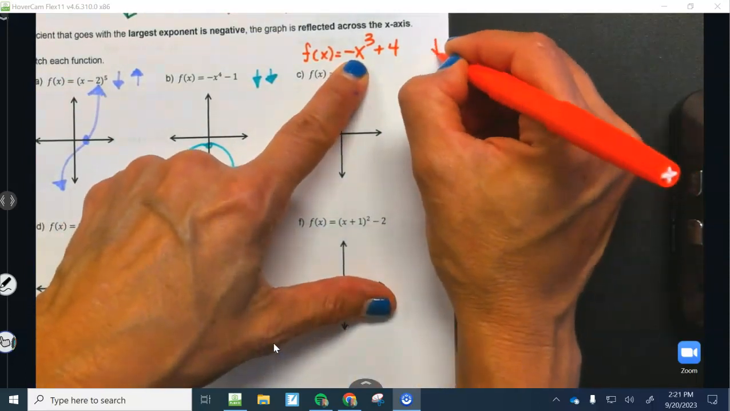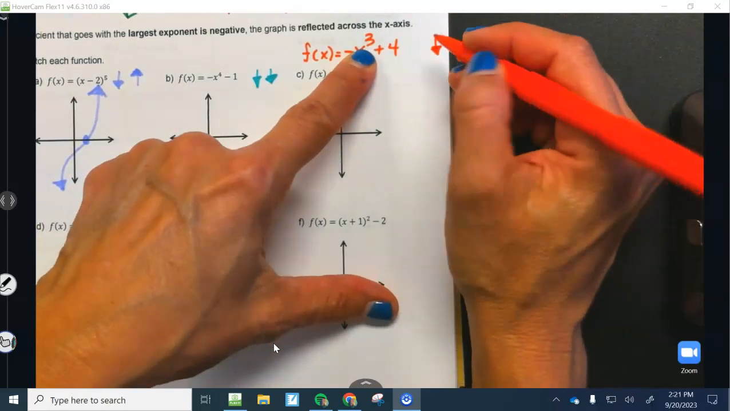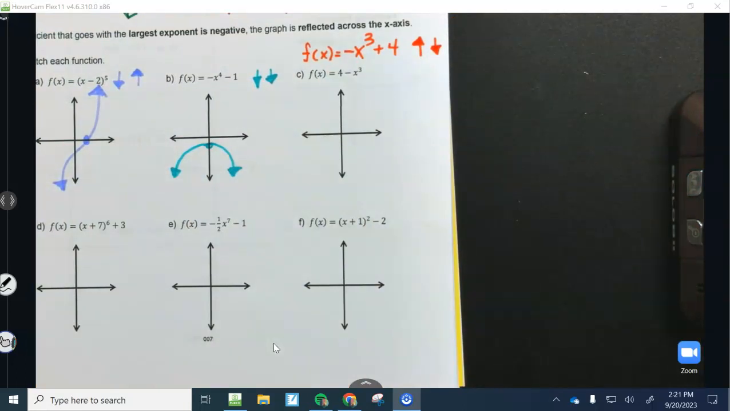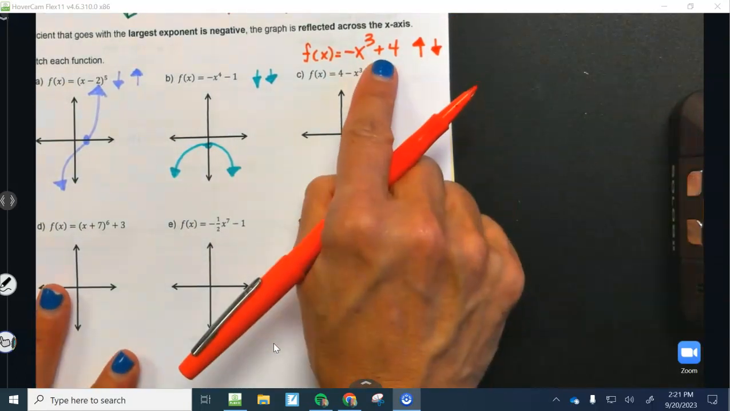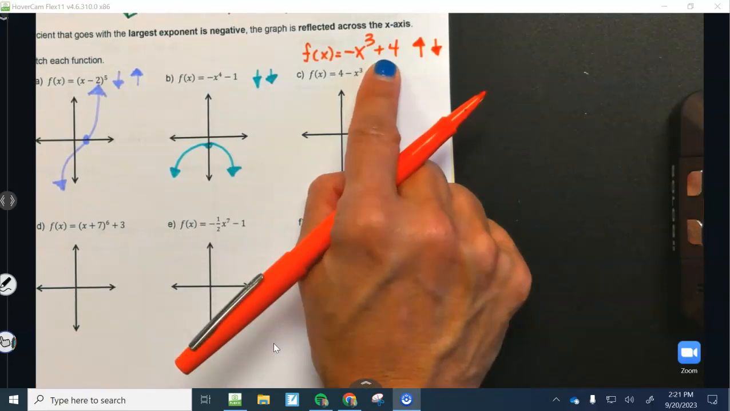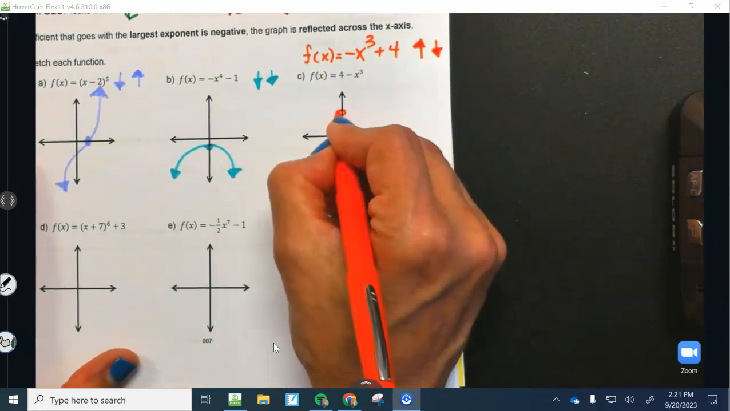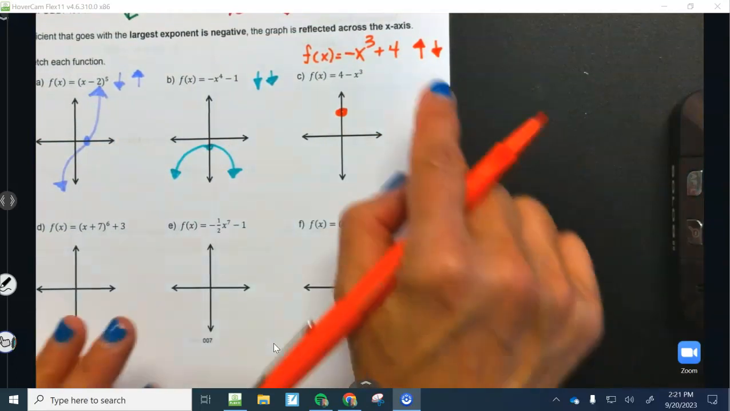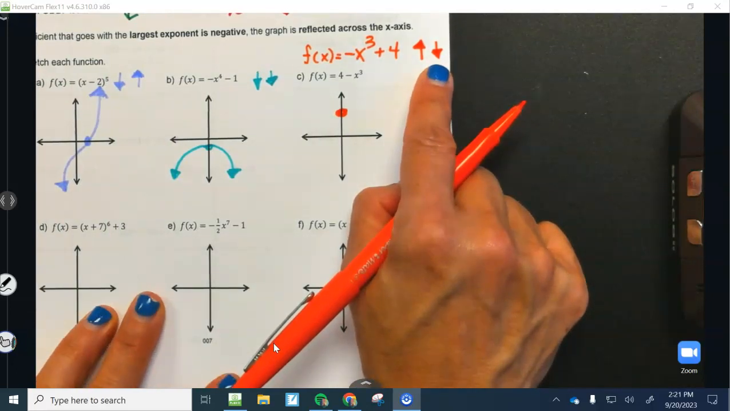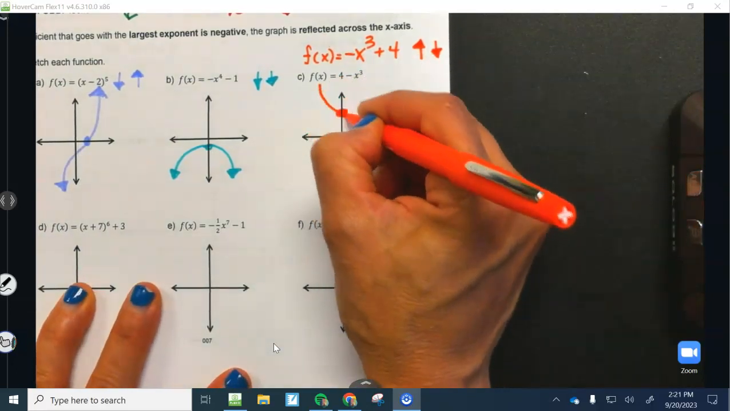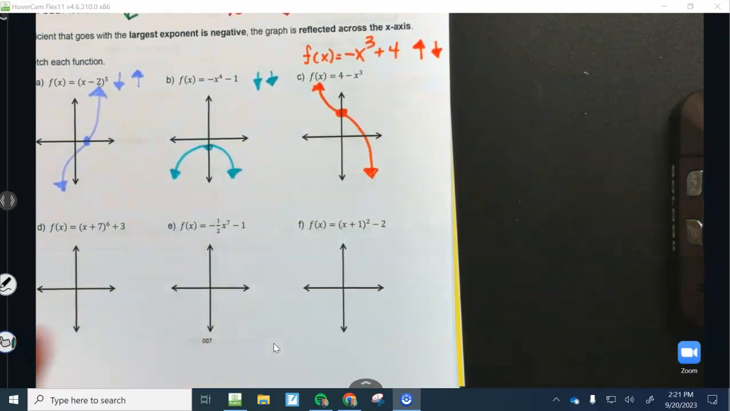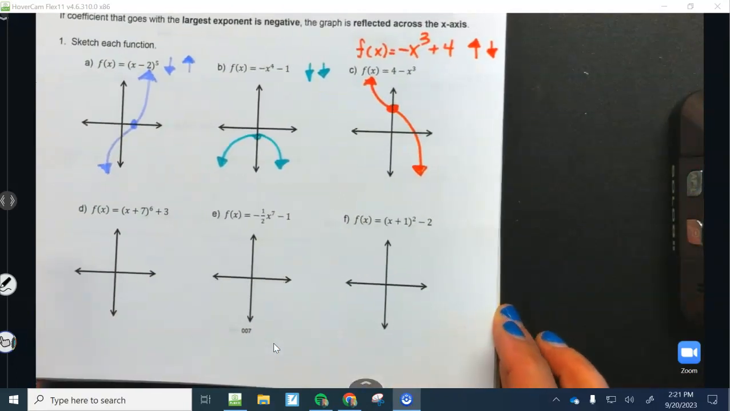Negative leading coefficient, down on the right. Odd exponent, opposite end behavior, so it has to be up on the left. Where is HK? Just 4 places above the origin, no parentheses. So go 4 places above the origin and draw a cubic shaped graph, but you have to have a down arrow on the right side. So it's going to look something like this. Any questions?